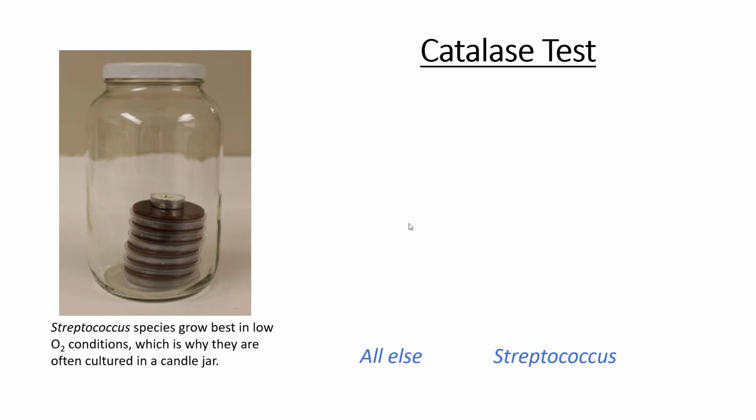So the last test that we do is the Catalase test. Now the Catalase test is looking for the presence or absence of the enzyme catalase. What catalase does is it takes hydrogen peroxide and breaks it down into water and oxygen gas.